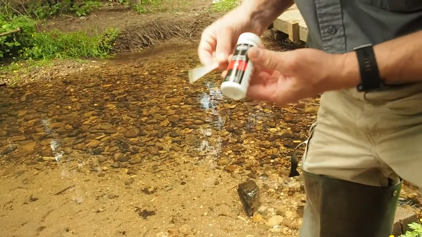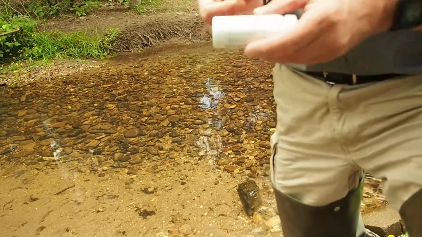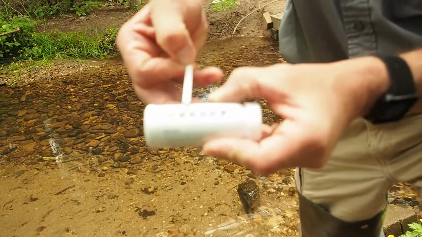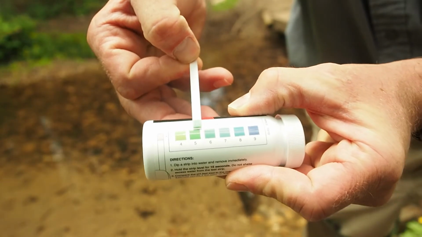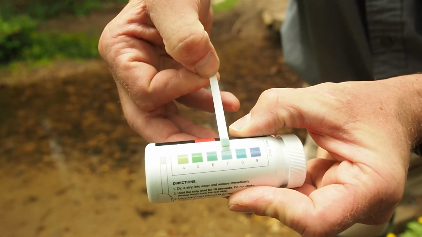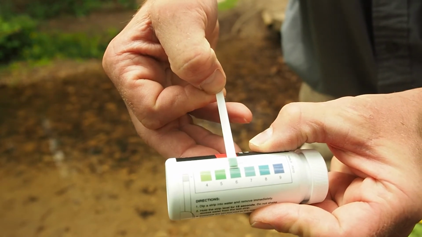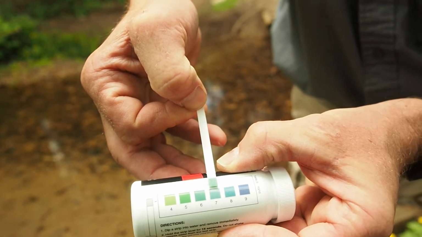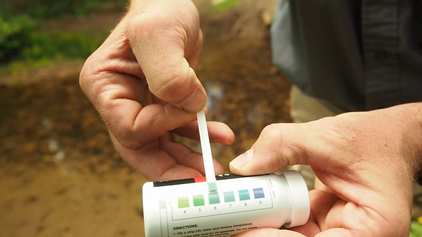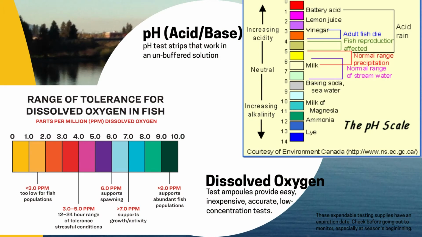Quickly dip the end of the strip with a thicker pad into the water and then immediately remove it. It doesn't need to sit in the water. Wait 15 seconds for the color to fully develop. At the 15-second mark, compare the color of the pad with the color comparator on the side of the pH test strip container. You will need to estimate the pH to the closest whole number. Remember to remove your sunglasses as that can affect your reading.